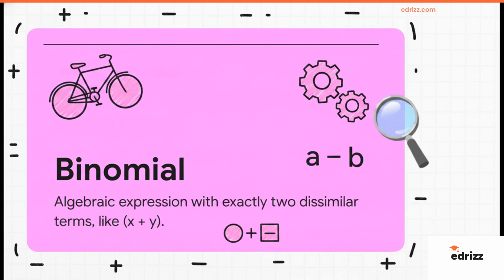But hey, real quick, before we get to that magic shortcut, let's just make sure we have our foundational definitions locked in. What exactly is a binomial? Very simply, it's an algebraic expression that contains exactly two dissimilar terms. Just think of the prefix bi, meaning two, like a bicycle. So x plus y, that's a binomial, or a minus b. It's the core building block of those massive equations we want to solve.